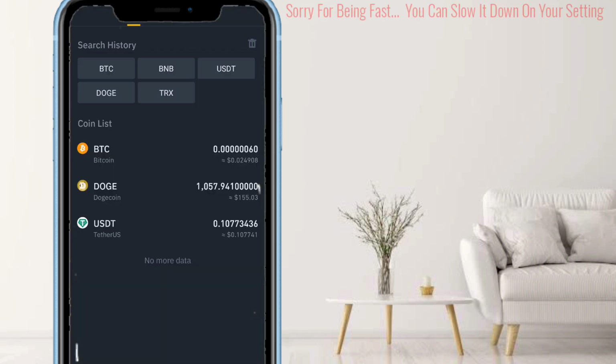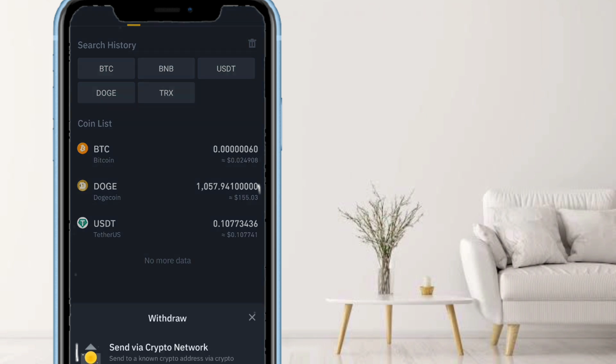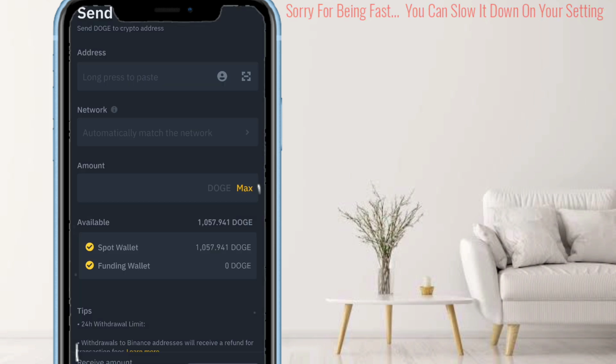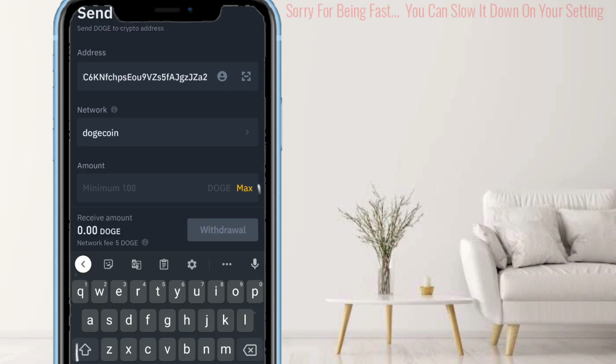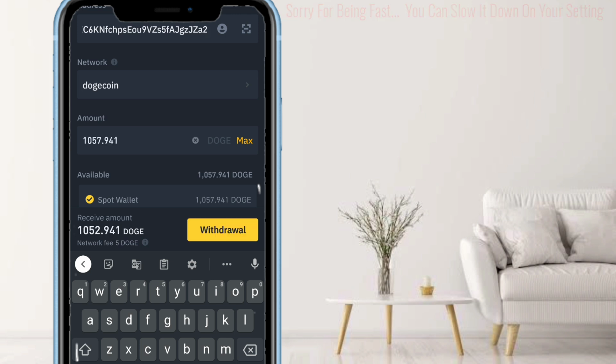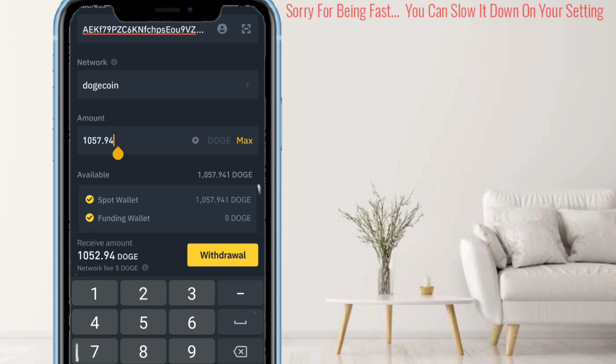Now since I'll be withdrawing Doge to my Now2trade account, I just got to click on Doge. Then you click on withdraw. You understand? Then now you just need to put the wallet address I copied. Then they say the minimum is 100. You understand? But I want to deposit 1,000. So you just got to edit the amount I want to deposit, 1,000. But since the fee is $5, I need to put the 5 so that the total amount will be 1,000, which will be reflected on my Now2trade account. So I need to click on withdraw.